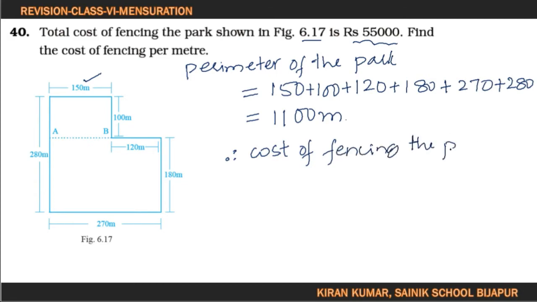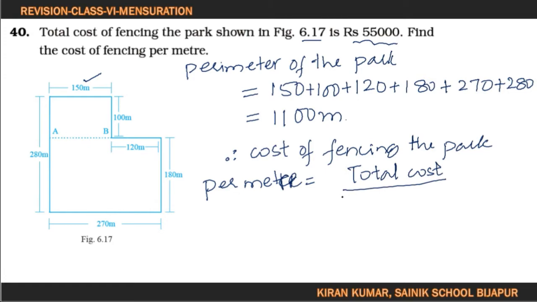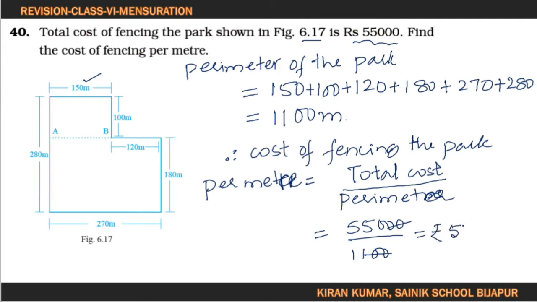Therefore, cost of fencing the park per meter will be equal to total cost divided by perimeter. Total cost by perimeter will be 55000 divided by 1100. So 2 of the zeros get cancelled. We get rupees 50.